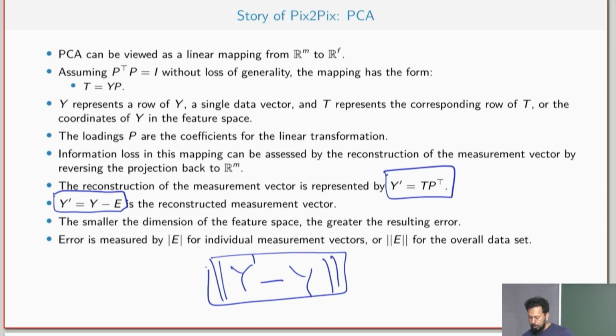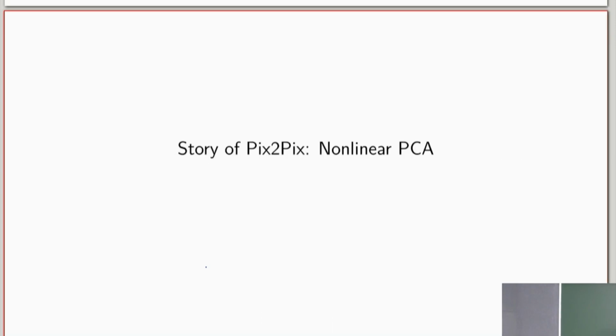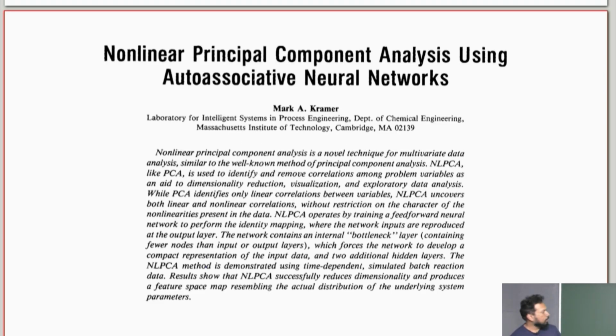Okay, so this is PCA. I'm going fast because I know you know these things. So then an extension of PCA is nonlinear PCA, and so you could do PCA in a nonlinear way, and the trick could be to use neural networks.